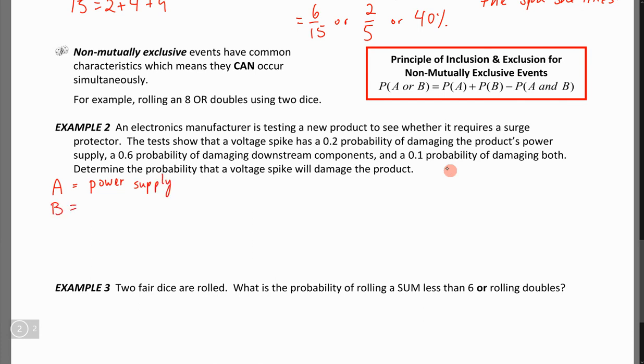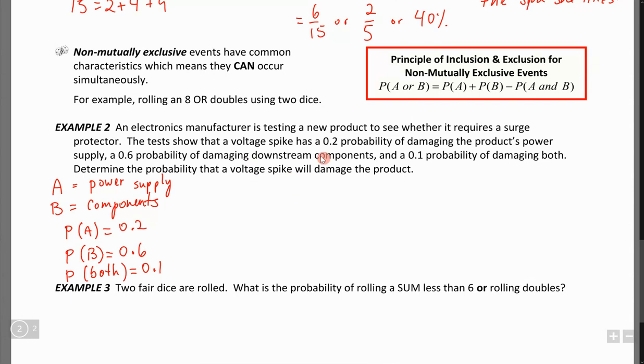B will refer to damaging the components. Okay, so the probability of A happening is 0.2. Probability of B happening is 0.6. The probability of both is equal to 0.1. Okay, and the tests for that missing percentage, well, that would probably mean the tests don't damage the product at all.